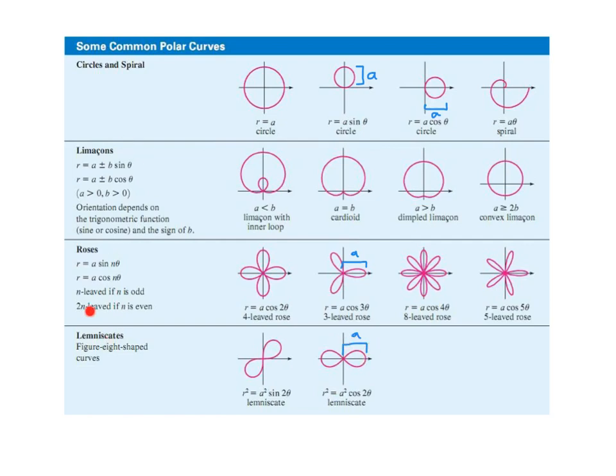So if you know what types of curves the equations create, it can really help save you a lot of time when you're graphing. You still will need to do a small table of values, but it really helps when you have something like an inner loop or maybe a dimple, so you'll know what to expect in your graph.